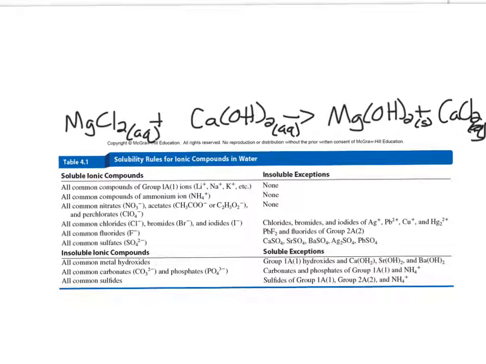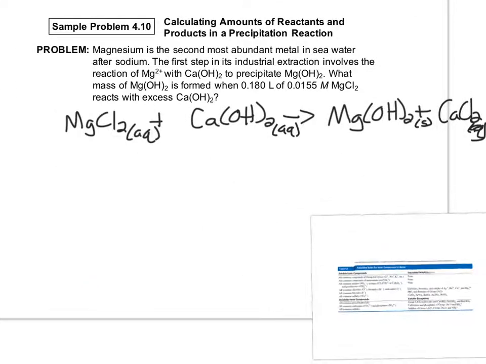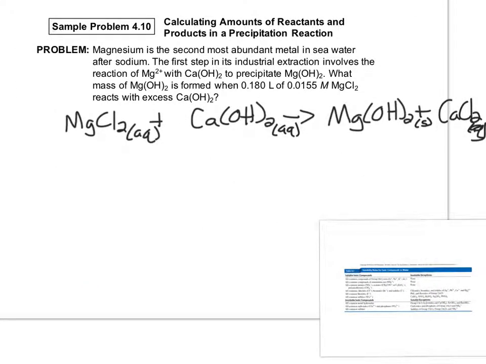So that's how I could use the solubility rules to determine these physical states. And you need to just memorize those solubility rules. Now, the next step is we need to check to be sure things are balanced. I've got one magnesium, two chlorides, one calcium, two hydroxides, two hydroxides. It is balanced. So now I can start to answer this question.